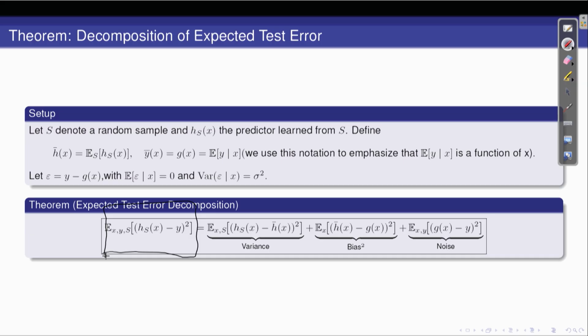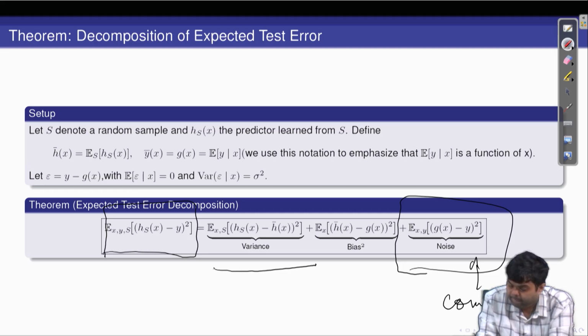Now, this for any algorithm will be the sum of the variance that we defined earlier, that is the average squared distance between the predicted value and the average predicted value, plus the bias, the squared difference between the average predicted value and the average actual value, that is h bar x and the expected value of y given x, plus something that is coming from the population.